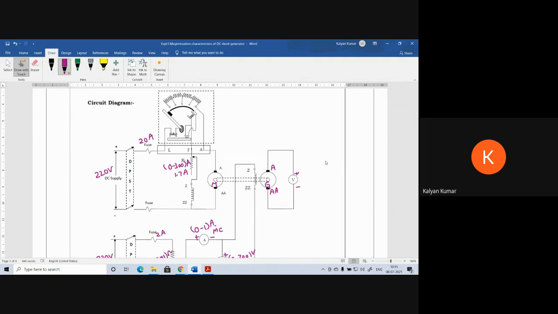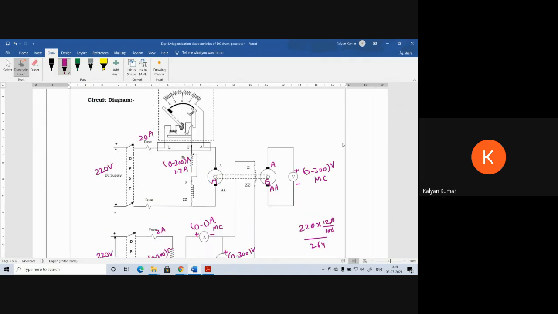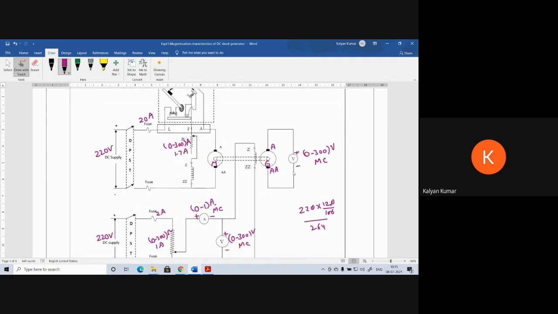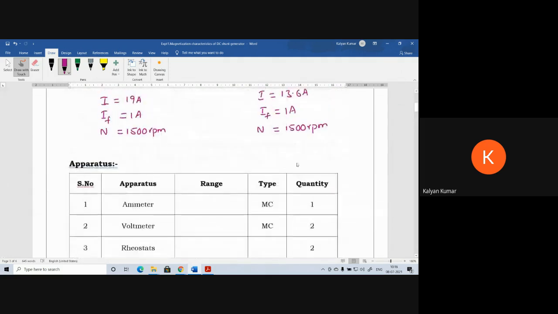In the experiment, we are going to take the readings up to 120% of the rated voltage. Rated voltage is 220 volts, and 120% of it is 264. So this voltmeter should read up to 264 volts. As a result, I am using a 0 to 300 volts MC type voltmeter here. This is how we are going to fix the meter ranges for the experiment. Now let's write these meter ranges here.